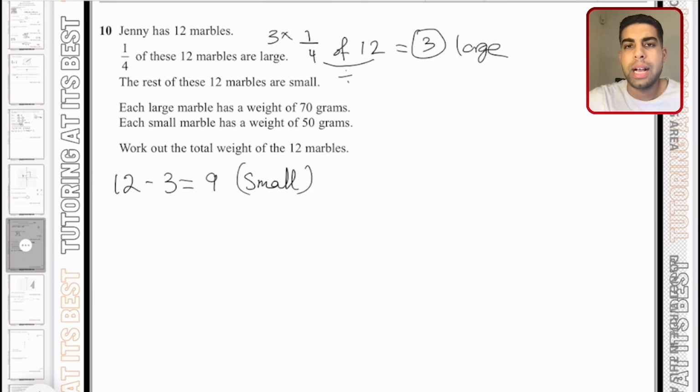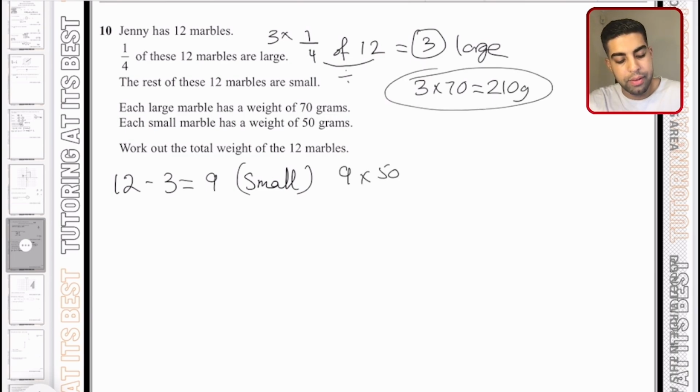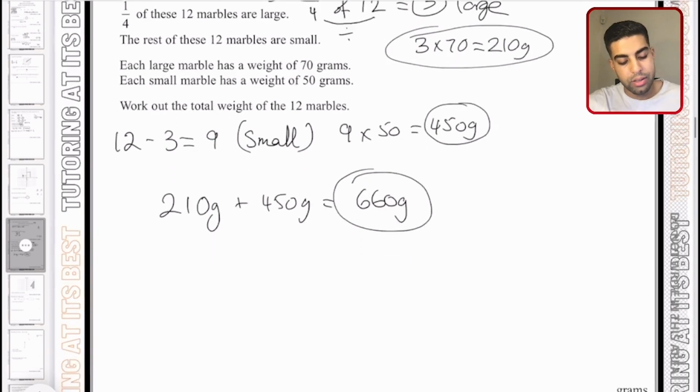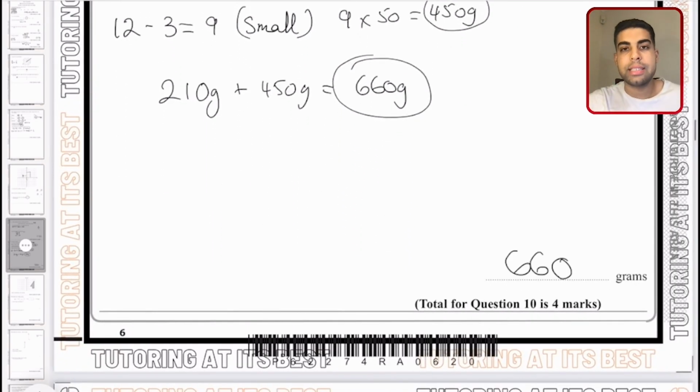And each large marble has a weight of 70 grams, and the small marble has a weight of 50 grams. So let's work out the total weight of the 12 marbles. So we'll start off with our large, and we'll have 3 multiplied by 70, which gives us 210 grams. And we'll have our 9 multiplied by 50, which gives us 450 grams. And let's go ahead and add these two figures together, which gives us 660 grams as our final answer. So the total weight of the 12 marbles is 660 grams. I hope that question was clear.